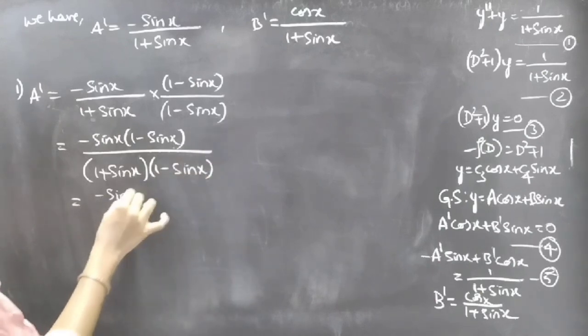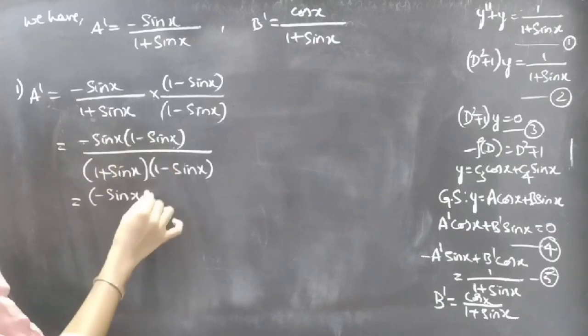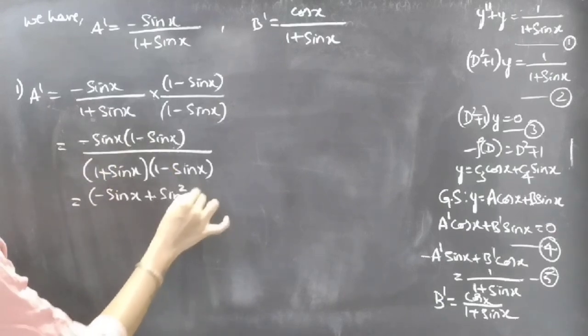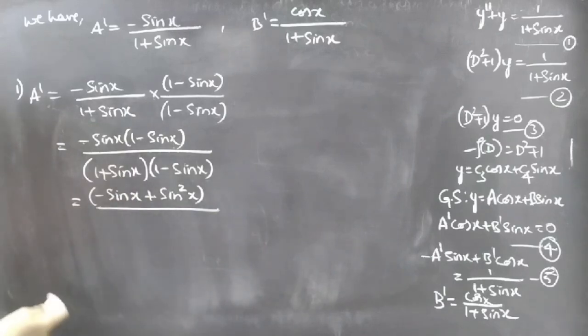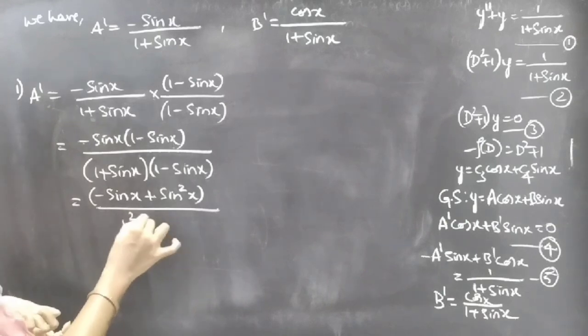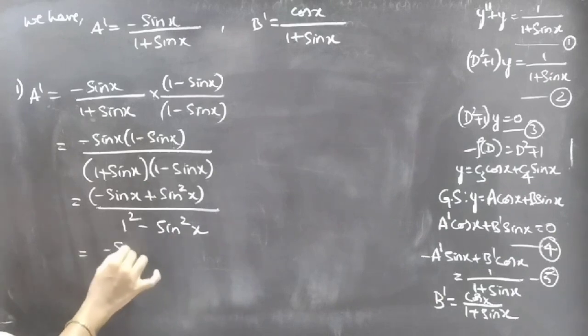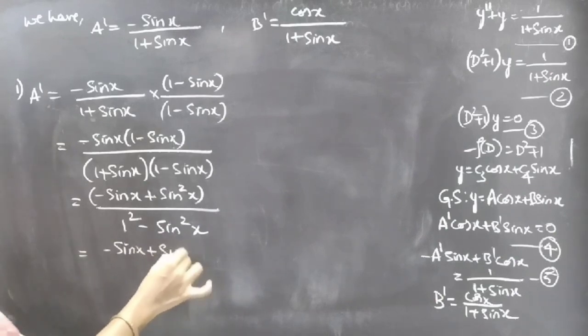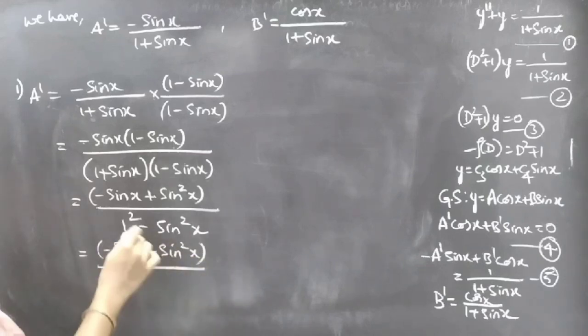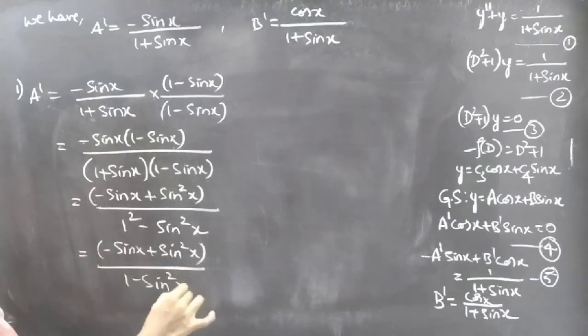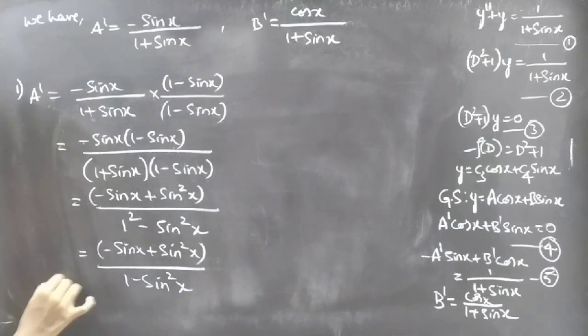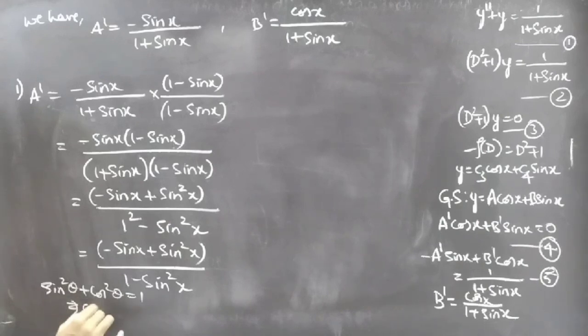which equals minus sin x, minus into minus plus sin x into sin x, sin square x, by the denominator, which is of a plus b into a minus b form, so we'll get a square minus b square. Right? Which equals minus sin x plus sin square x by 1 minus sin square x. Since we know that sin square theta plus cos square theta equals 1, from this we'll get cos square theta equals 1 minus sin square theta.